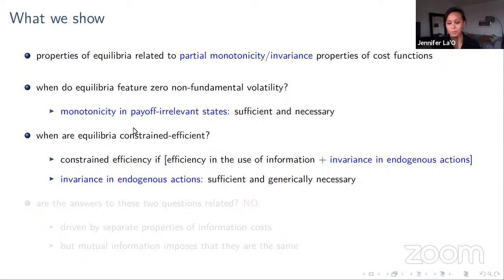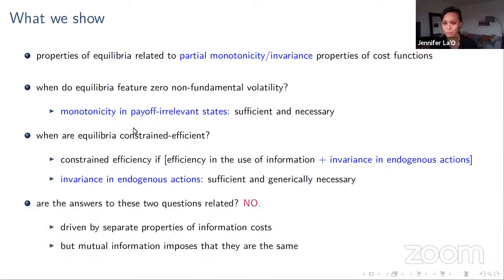So we're basically going to answer those two questions we posed before. When is there non-fundamental volatility? And when are equilibria constrained efficient? We're going to show that it's related to these properties of cost functions. And then finally, that allows us to answer this third question: is non-fundamental volatility synonymous with constrained inefficiency? Our answer to that is no. We show that they're driven by separate properties of these cost functions.